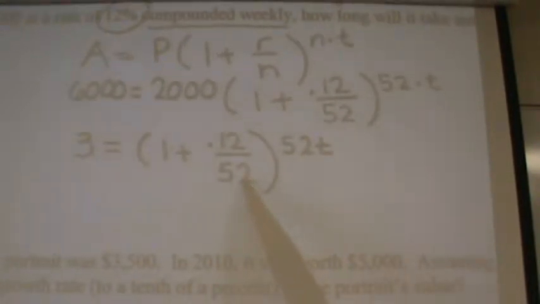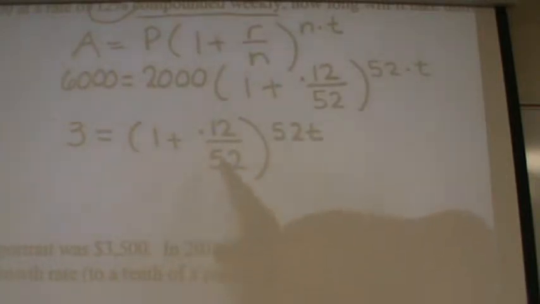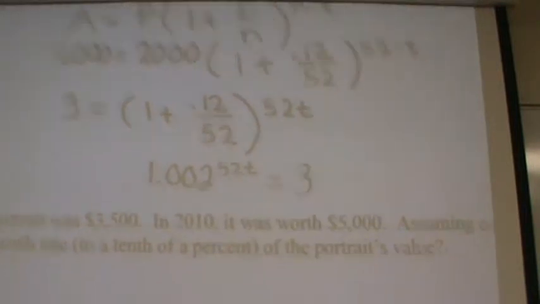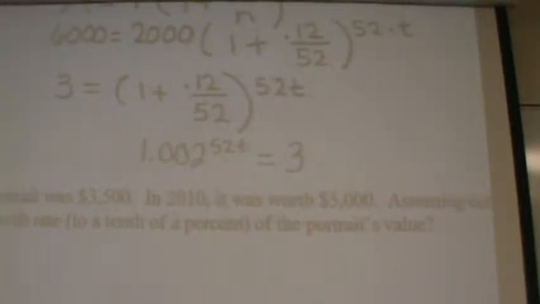All right, what happens next with this problem? I heard combine the 1 plus 0.12 over 52. I would probably first do this: 0.12 divided by 52 is 0.002, and then add 1. So that's 1.002. You're going to raise this to the 52t power. And do you mind if I put the 3 here? Flip it over. All right, now what are you going to do with this problem?